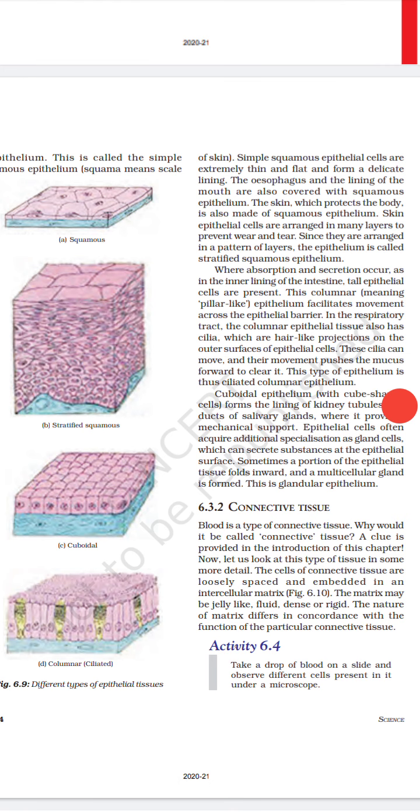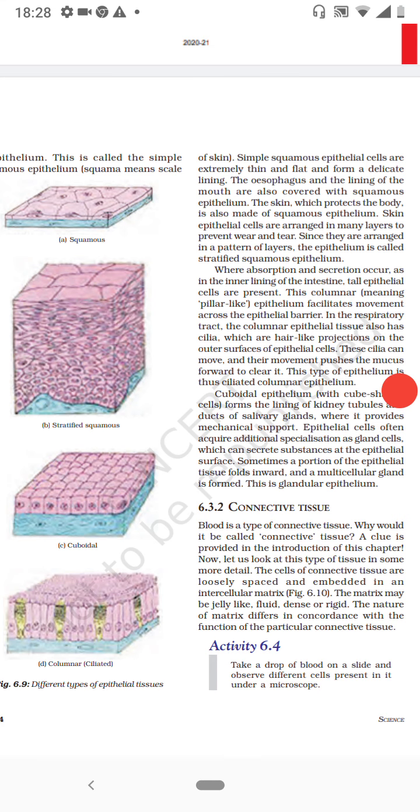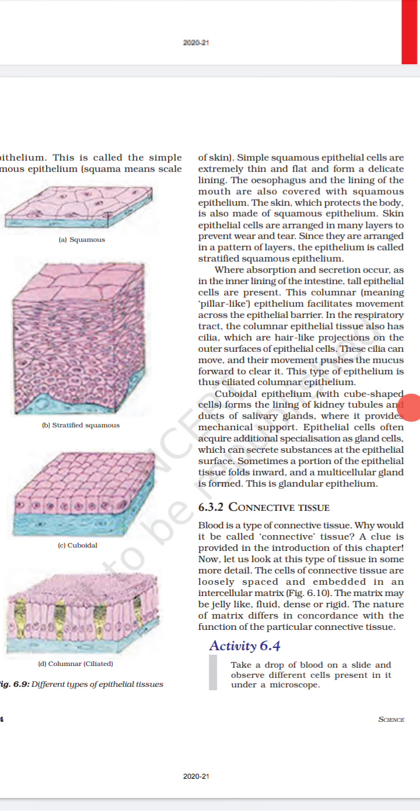Then glandular epithelium. Gland cells secrete substances at the epithelial surface. Sometimes a portion of epithelium tissue folds inwards. This results in the formation of a multicellular gland and its tissue is called glandular epithelium. These are the 5 types of epithelial tissue.